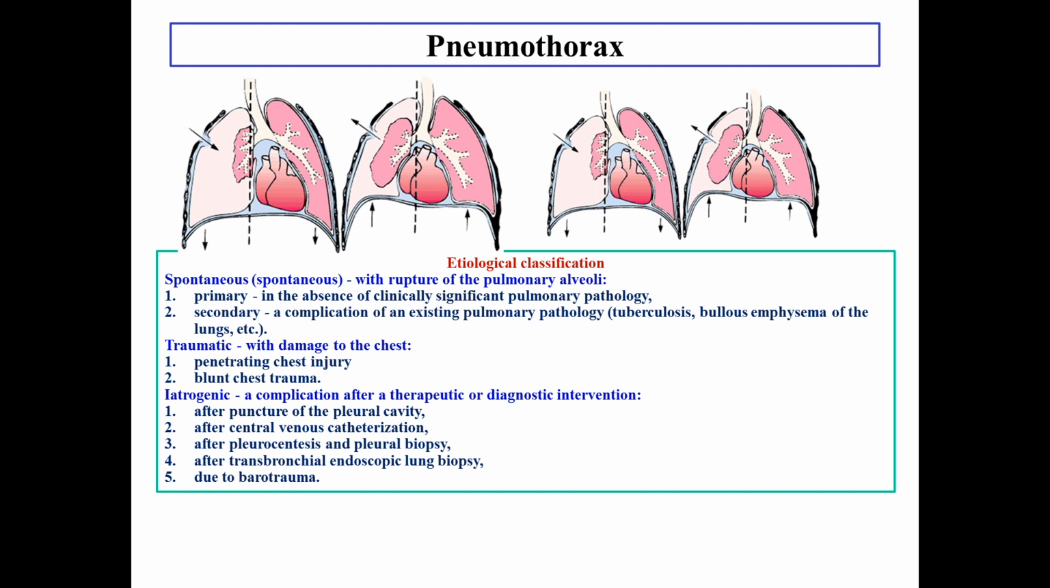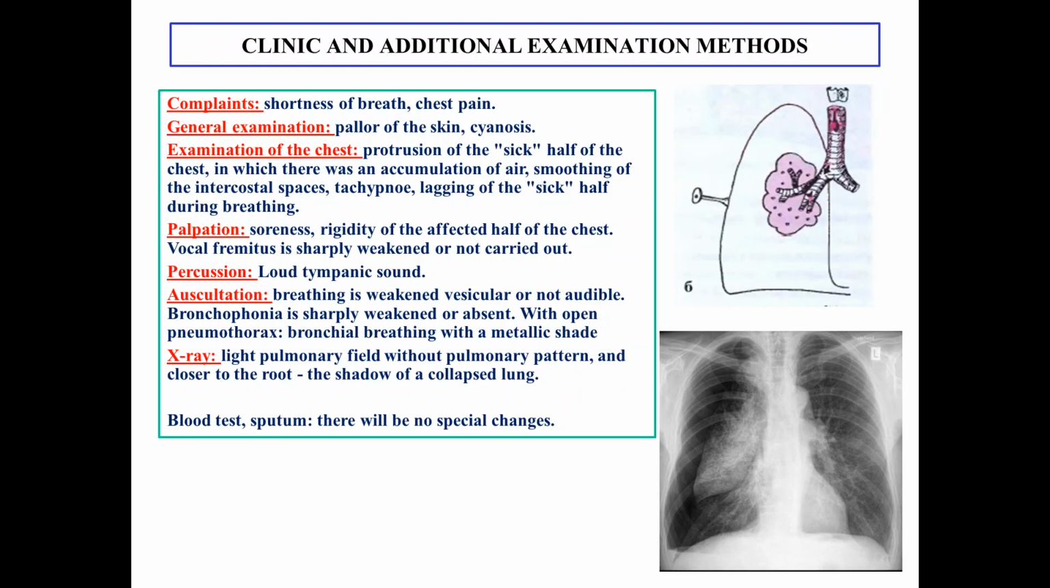Etiological classification: there are spontaneous, with rupture of the pulmonary alveoli, may be primary in the absence of clinically significant pulmonary pathology, and secondary complication of other pulmonary disorders. Traumatic, with damage to the chest, penetrating chest injury or blunt chest trauma, and iatrogenic complication after therapeutic or diagnostic interventions, like after puncture of the pleural cavity, after central venous catheterization, or after pleurocentesis and pleural biopsies due to barotrauma, and etc.